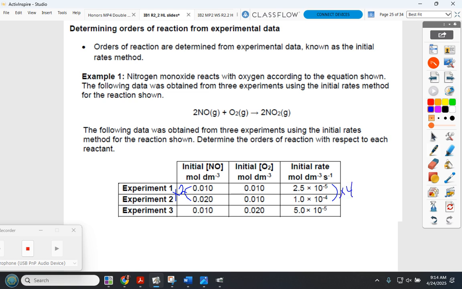If you don't have that intuitive grasp of the exponents and the scientific notation, you can plug this into your calculator and say 1.0 times 10 to the negative 4th divided by 2.5 times 10 to the negative 5th, and this is what you will get.